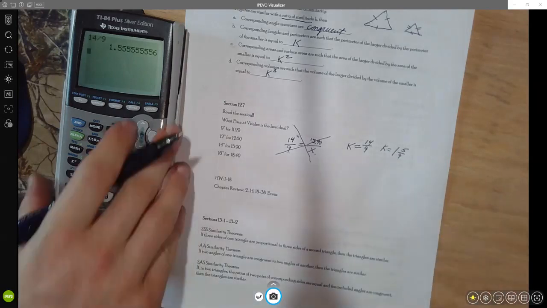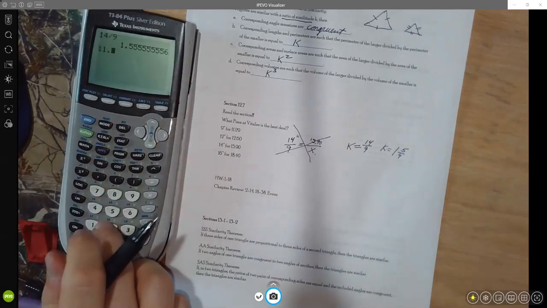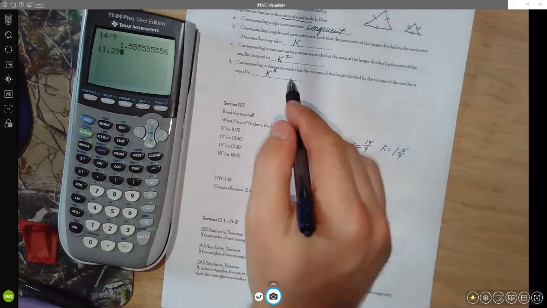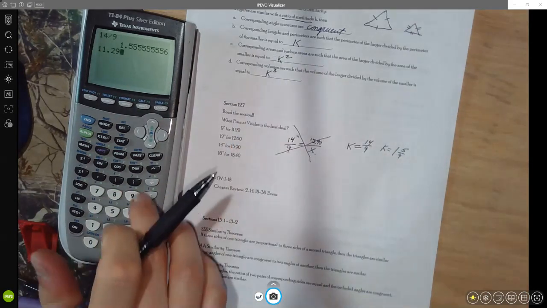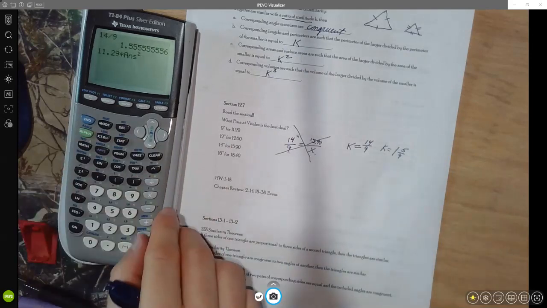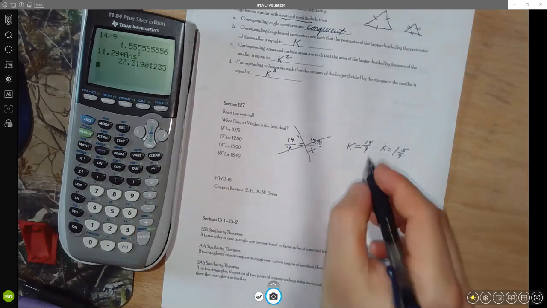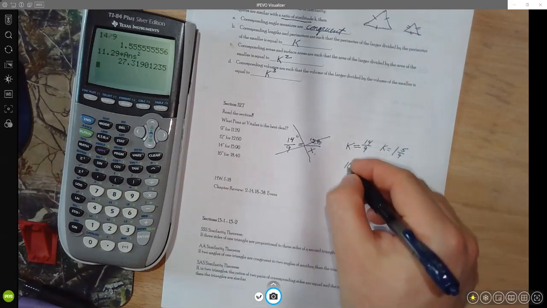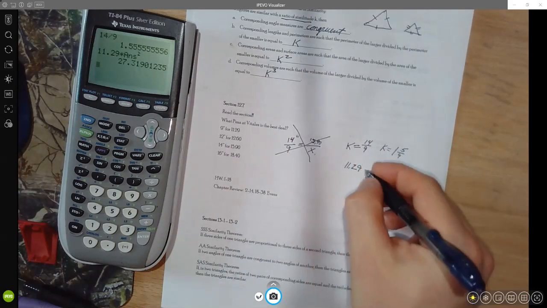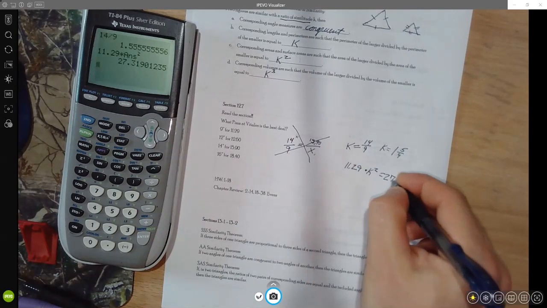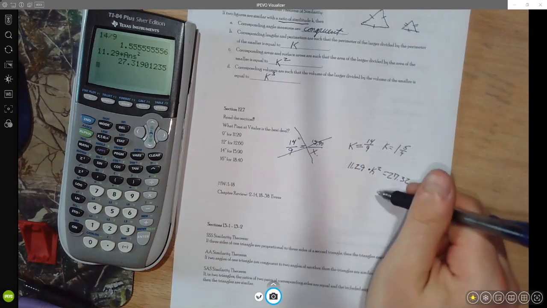So take the cost of your 9-inch pizza, and because it's area, and area is k squared, we need to multiply by our answer squared. And so we get $27.32. So if I take $11.29, the cost of the 9-inch pizza, I multiply it by k squared, I get $27.32.